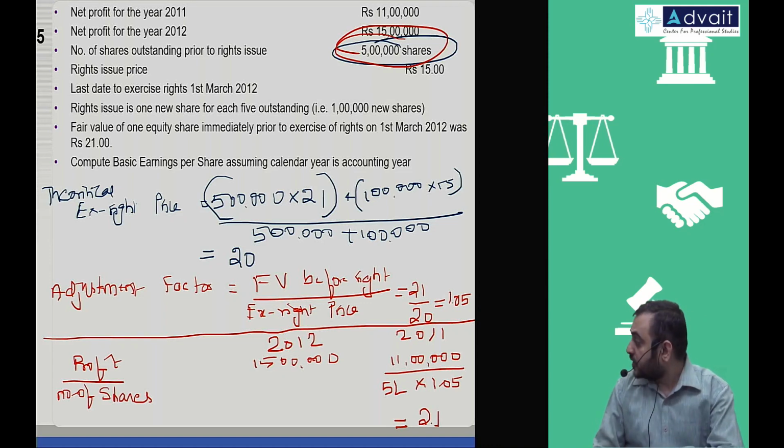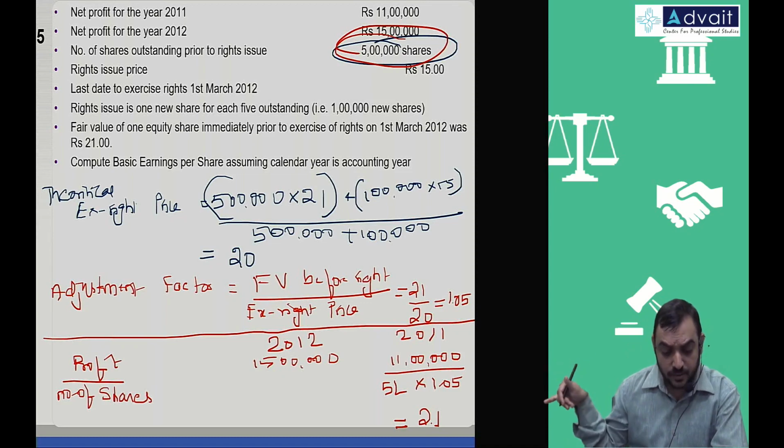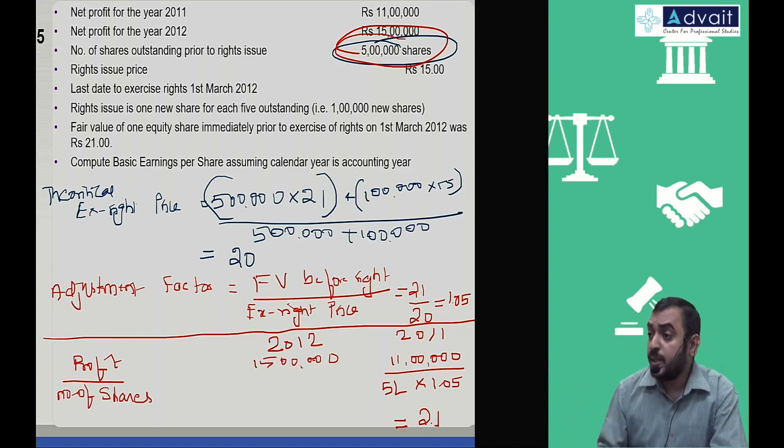This 2.1 is called the adjusted EPS, because in the previous year you would have done 11 lakh by 5 lakh only. That is in their previous financial statements. But for the purpose of comparison, we have to adjust this bonus element, the adjusting factor.